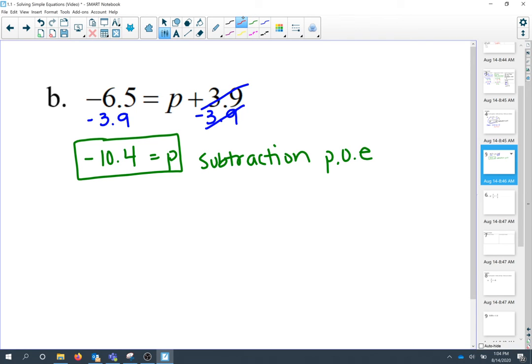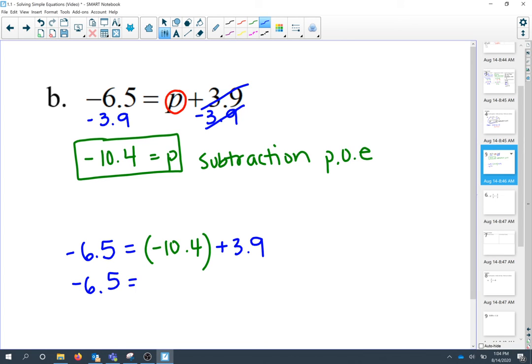Now I'm going to check my solution, so I'm going to take the -10.4 and I'm going to substitute it right in for my P. So we're going to have -6.5 equals, I'm going to substitute -10.4 and then plus 3.9. Okay, the left side is still -6.5, and then we have to do -10.4 plus 3.9. So -10.4 plus 3.9, I put that in my calculator, -6.5, check, and we're all done.